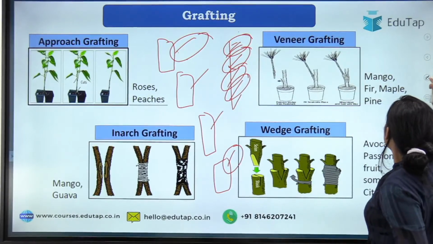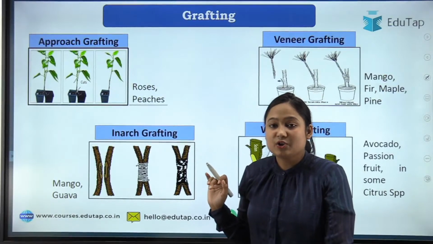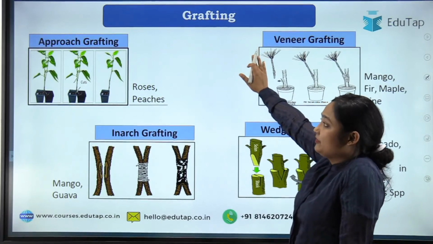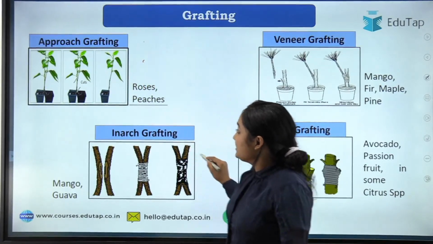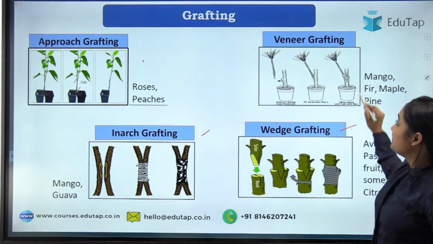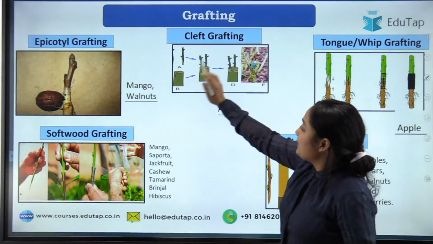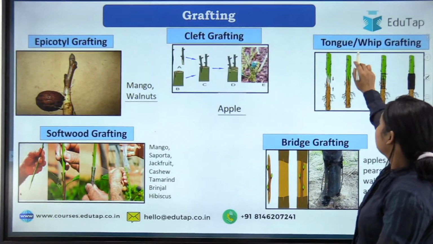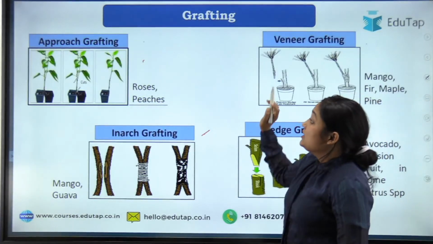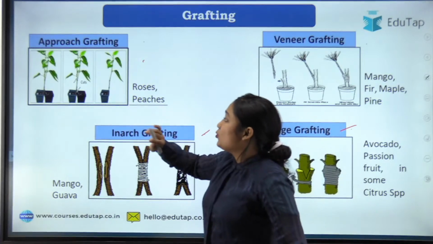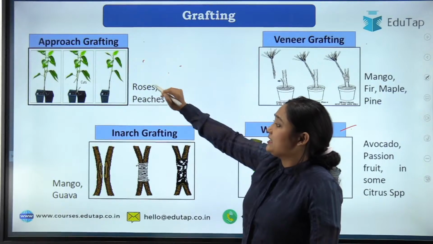I think everybody is clear on the grafting, basic what grafting is. So now we will discuss the types of grafting. In types of grafting, this is approach grafting, this is NR grafting, wedge grafting and Wiener grafting, and there are further other methods too, that are epicotyl, softwood, cleft, tongue or whip, or the bridge grafting. So that we will study. Okay. So first of all, talking about the approach grafting, quite easy. Simplest type of grafting is the approach grafting.